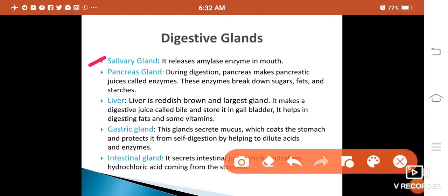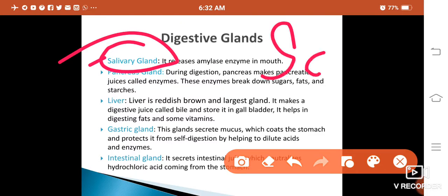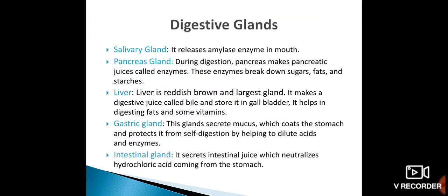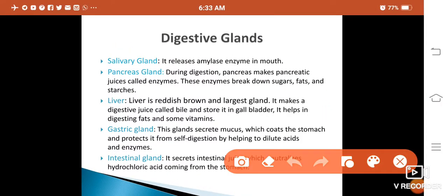the salivary gland releases saliva. बेटा salivary gland क्या करता है? It releases saliva in the mouth. This saliva contains the amylase enzyme. इस सलाइवा के अंदर amylase enzyme होता है which breaks down carbohydrates into sugar.